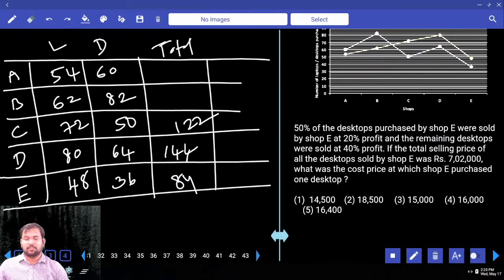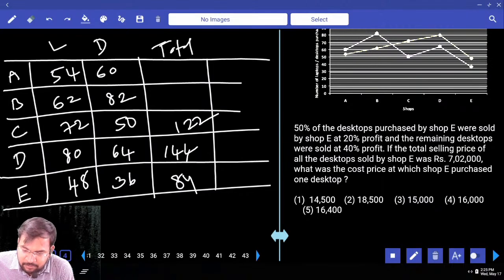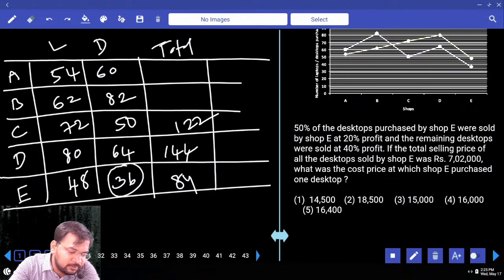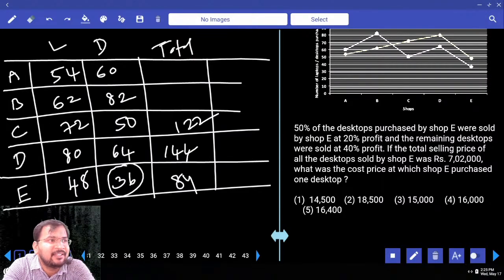So question number 46. 50% of the desktops purchased by shop E were sold by shop E at 20% profit, and the remaining desktops at 40% profit. The total selling price of all the desktops sold by E was 7,02,000. What was the cost price of each at which shop E purchased one desktop? So just observe carefully here. 50% is half. Total desktops are how many here? 18.